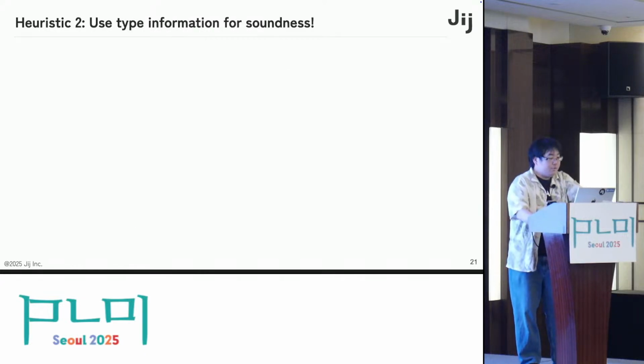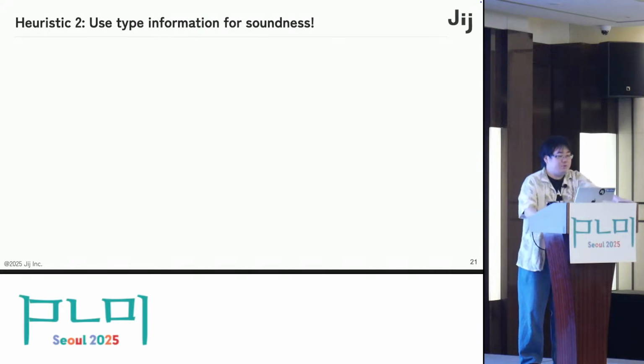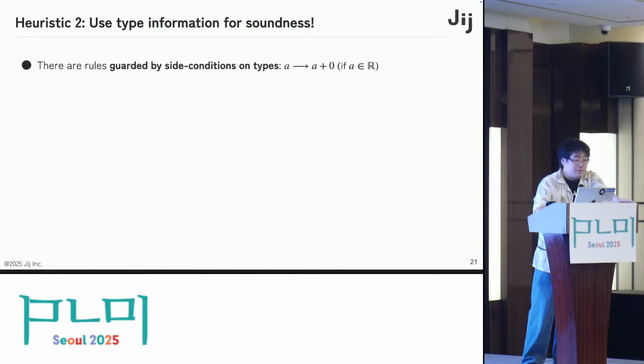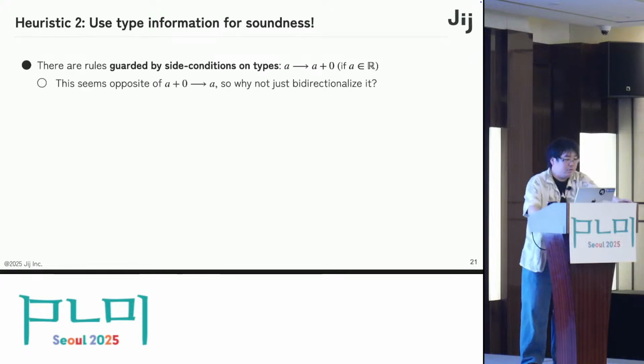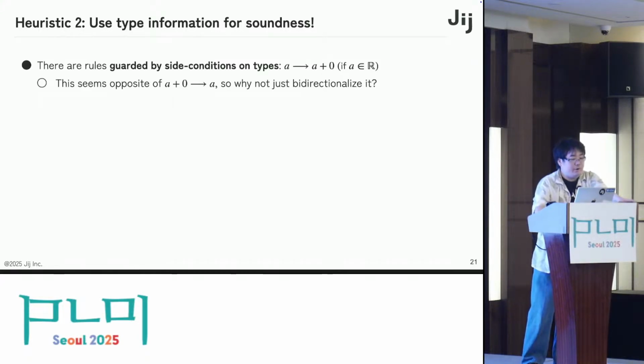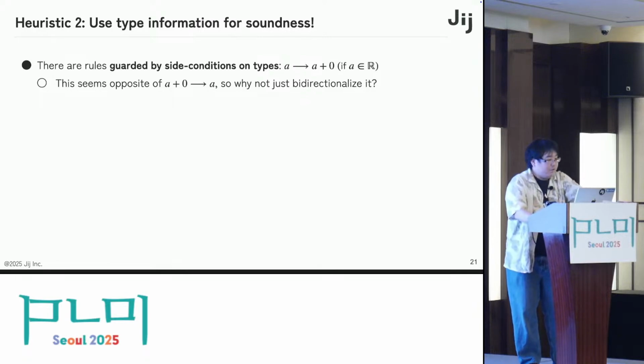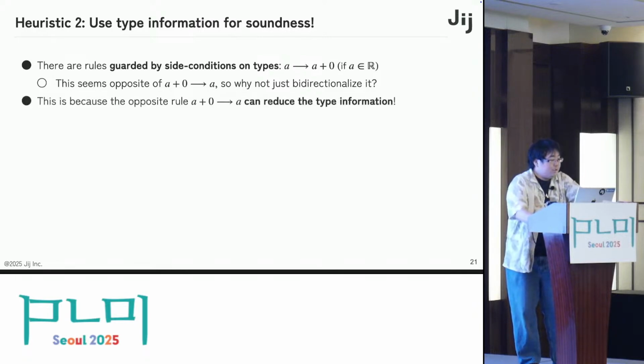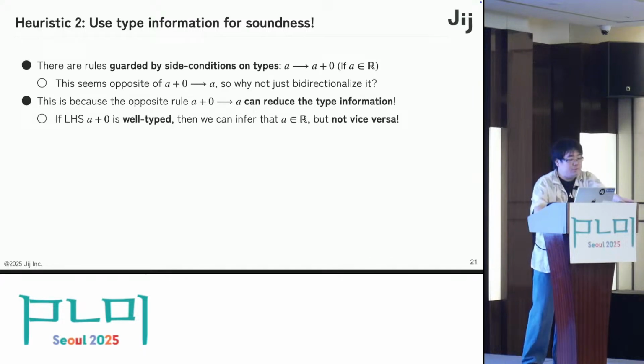Okay. So heuristic 2 is to use type information for soundness. There are some rules guarded by side conditions on types, such as A to A plus 0 if A is real or float. And this seems the opposite direction of A plus 0 to A. So why not just bidirectionalize it according to the previous rule? Well, this is because the opposite rule can reduce type information. If A plus 0 is well typed, then we can infer that, by our definition of the language, A must be a float number, but not vice versa.